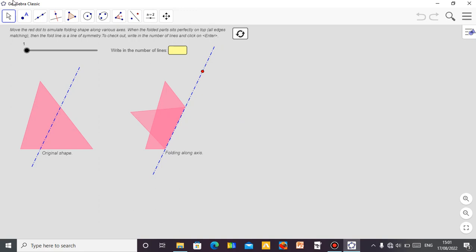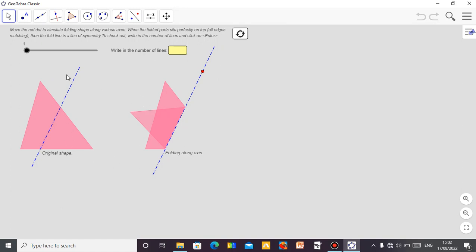In this applet, I just love this applet. It's a very interesting applet, and it simply tells you how many lines of symmetry a particular shape has. I got this applet from the geogebra.org website. It's a good applet that was designed by a GeoGebra expert. I've used it so much in my classroom, and students easily understand what lines of symmetry mean.